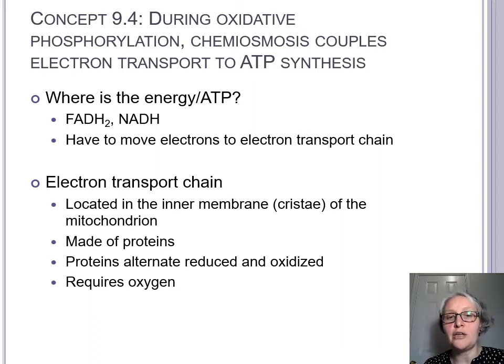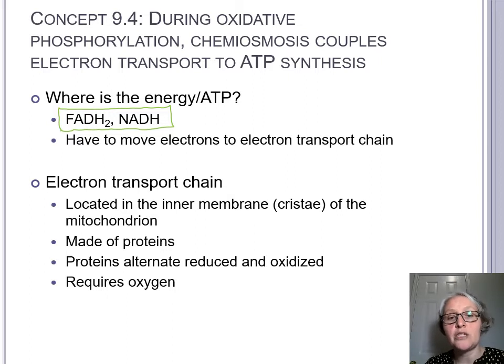What we've really done in the first two steps is we have made lots of molecules of FADH2 and NADH. And so what we need to do in this third and final step is we need to move these electrons to our electron transport chain. We already sort of saw the electron transport chain earlier, and what I want to do is revisit that and show you how it works in this third step.